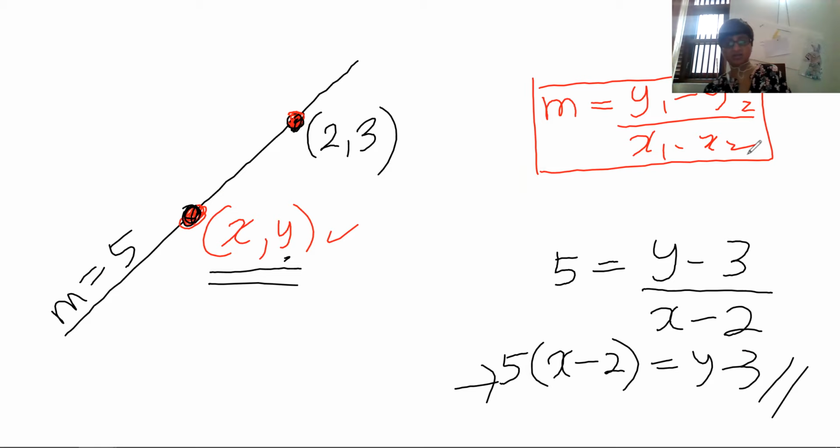Once I have gotten the equation this way, now I can generate any number of points I want. When x equals 1, for example, if I want to find the point corresponding to x equals 1, I put 1 for x here, and I can find the corresponding y coordinate, or vice versa. If I want to find, when y is equal to a certain number, what the x coordinate should be, I can do that. Once I have set up the equation, then I can generate the points on this line.